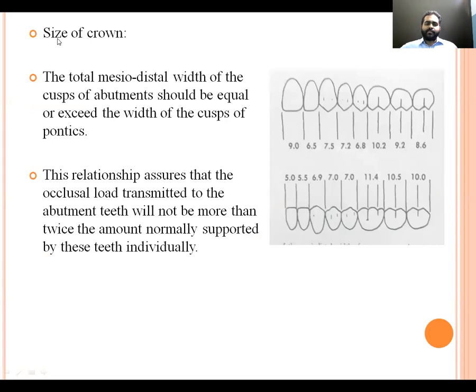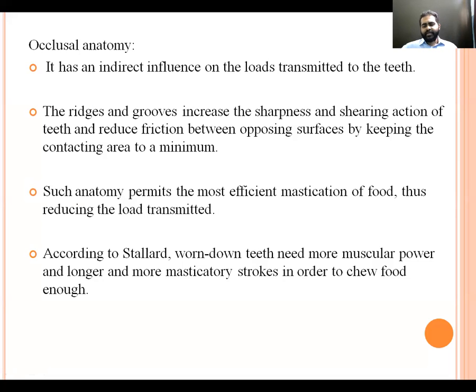Then comes the size of the crown. The mesiodistal width of the cusp of the tooth should be equal to, or basically should exceed, the width of the contact we are fabricating in your fixed partial denture. We make sure that it is slightly wider so it can take up more occlusal load. We can see in the diagrams. When we have the mesiodistal width of 5 millimeters, the central incisor has a mesiodistal width of 5 millimeters in natural dentition. When we go for a pontic, it is more than your natural tooth. So we make sure that it is slightly wider to take up the load.